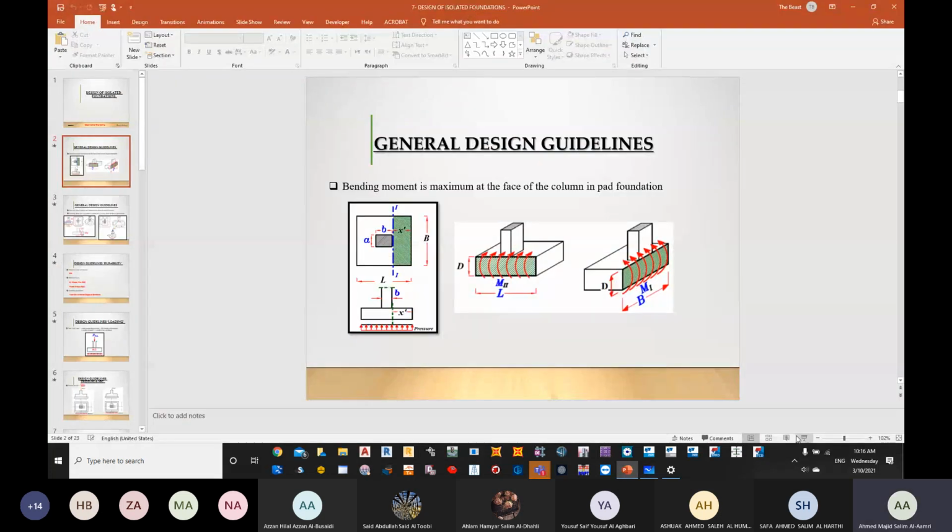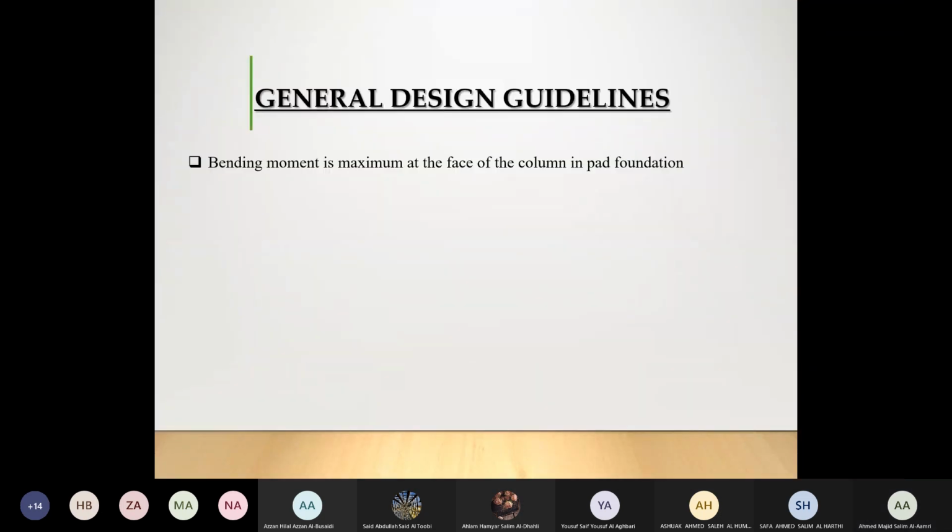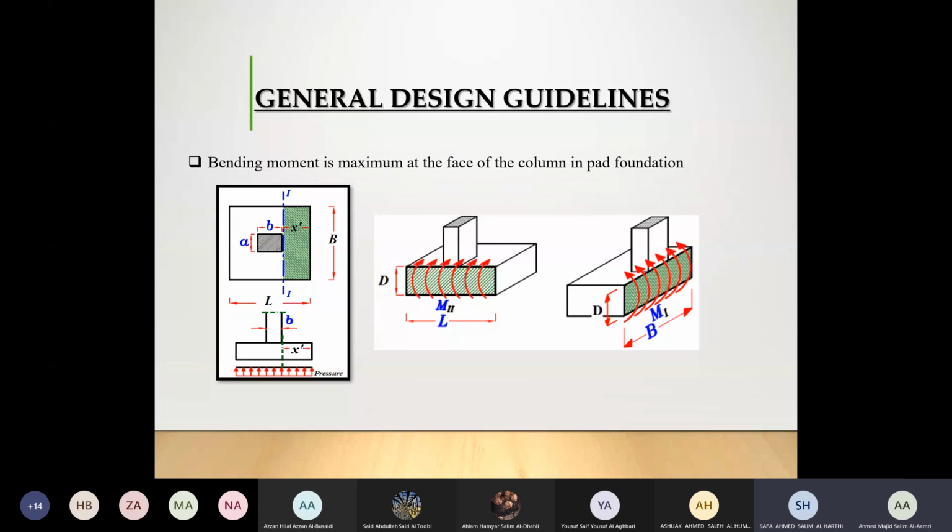Are we clear about this thing? Are we clear about it? Excuse me, Mr. Yes. You mentioned in the beginning you have to load from the top, from the column, and from the bottom, from the soil. What about the soil? Which soil you mean? Capacity of the soil.